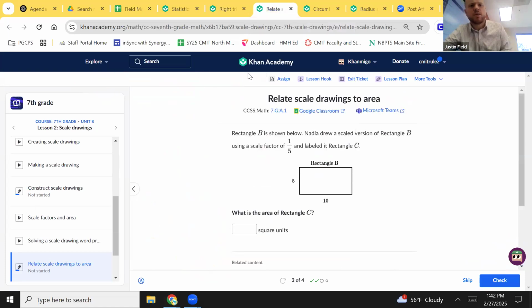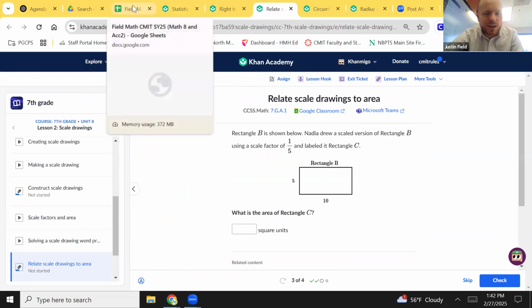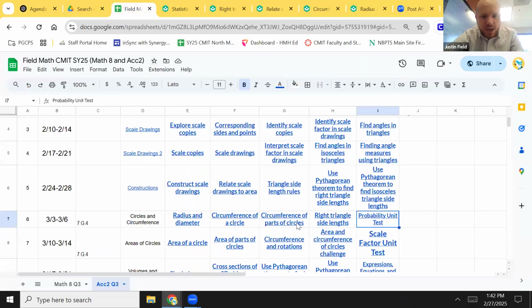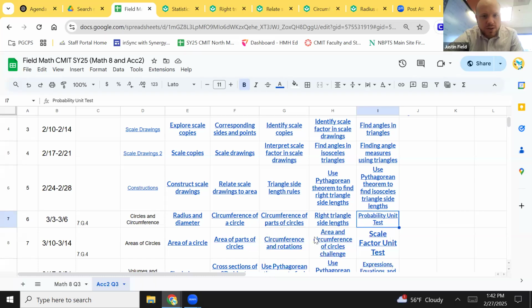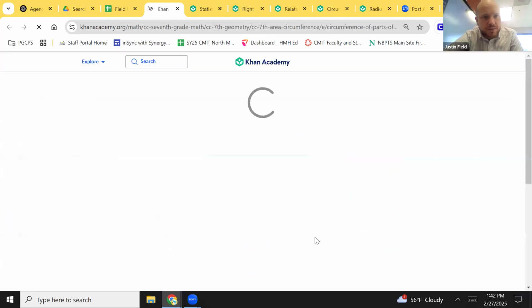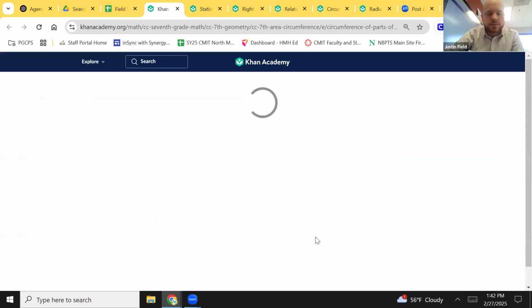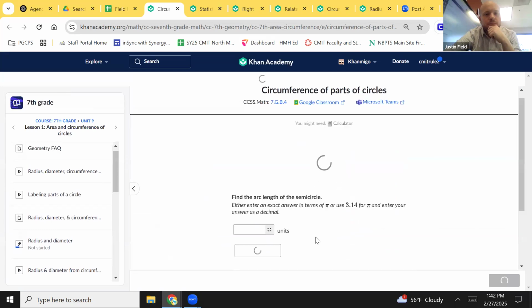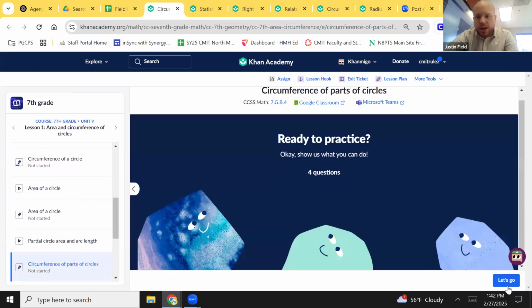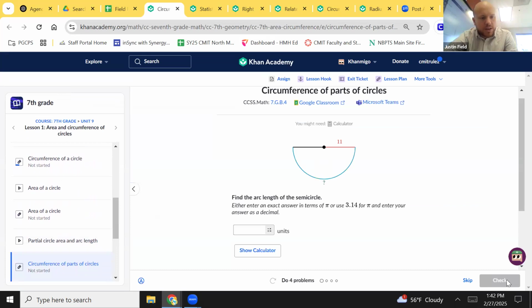And now let's relate area to scale drawing. See, I was not supposed to do that one. It's supposed to be circumference parts of a circle. Let's see if it goes to the right one this time. Okay. Maybe I clicked on the wrong thing.